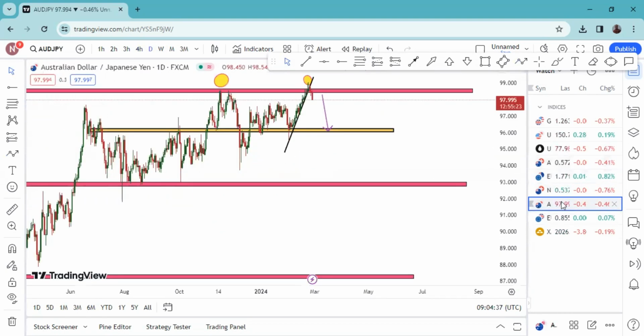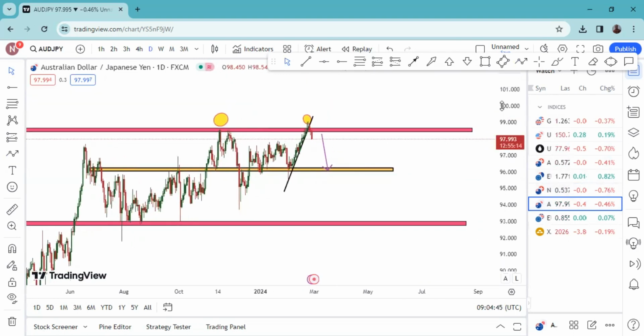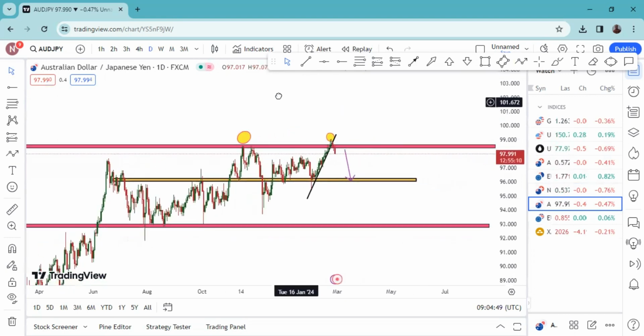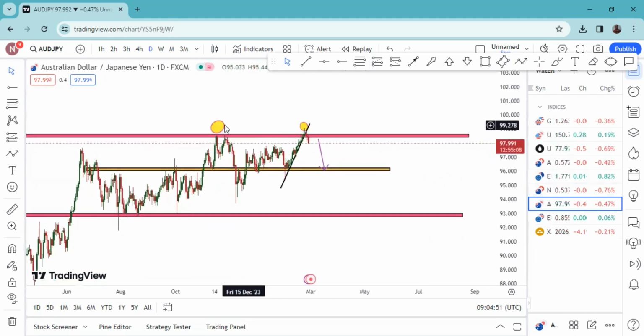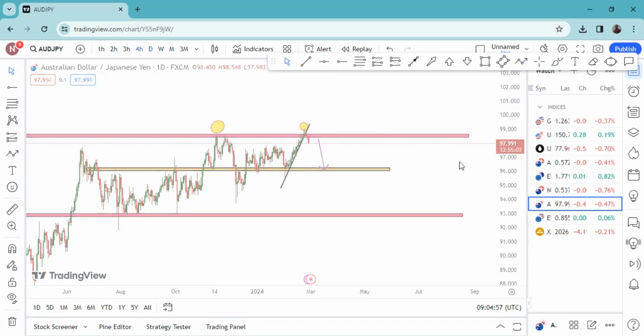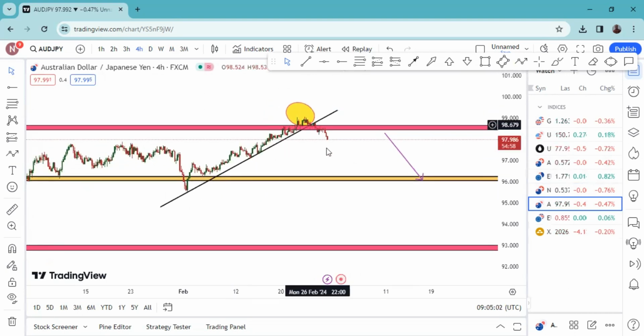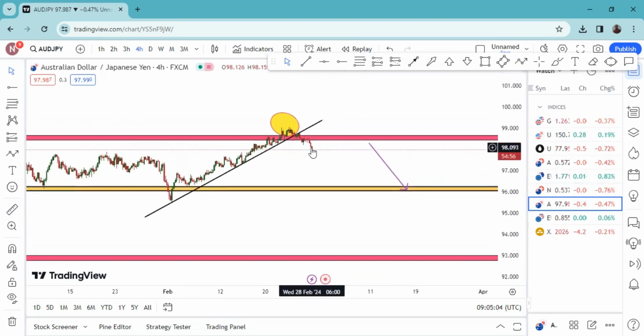Another pair I want us to look at is AUD JPY. It also has the same thing. This is a zone. This is a double top. The market broke this trend line. When I come to my 4-hour, you can see it very clearly. The market broke this trend line, so the market is still tanking.